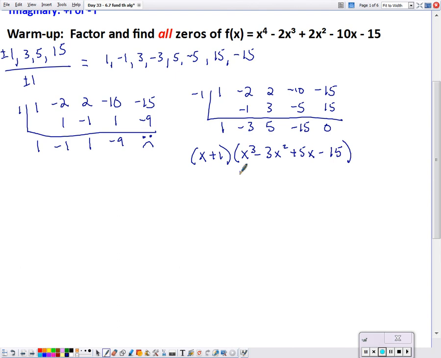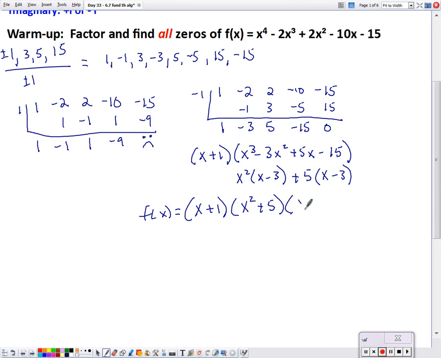Do they group? If I take out x squared, I'm left with x minus 3. If I take out a 5, I'm also left with x minus 3. So I've got x plus 1 times x squared plus 5 times x minus 3. And that means that my zeros will be negative 1, plus and minus i root 5, and 3. And those are all the zeros.